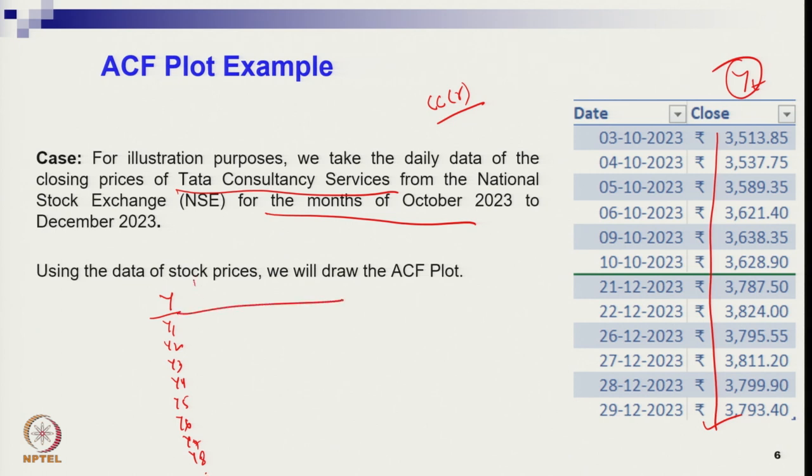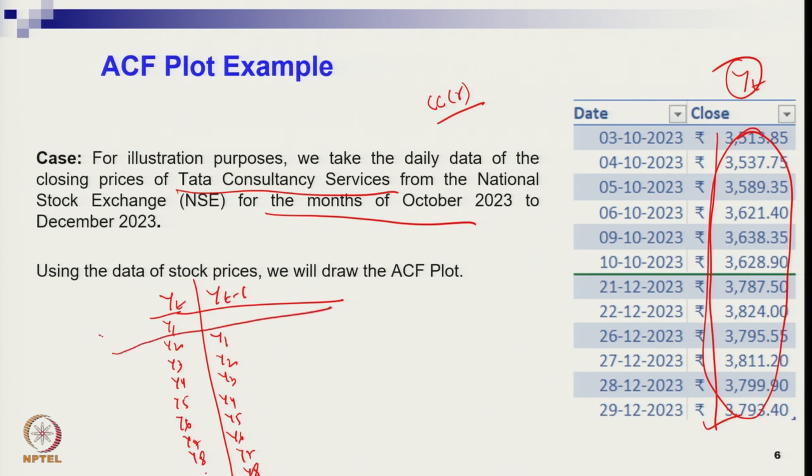Then what do you do in Excel? You take a new variable, say this is yt, and this is yt minus 1. Just copy this data and paste it one row below in your Excel: y1, y2, y3, y4, y5, y6, y7, y8, like this. Remember, this data we have copied and pasted one row below. Now you delete the first row and delete the last row.